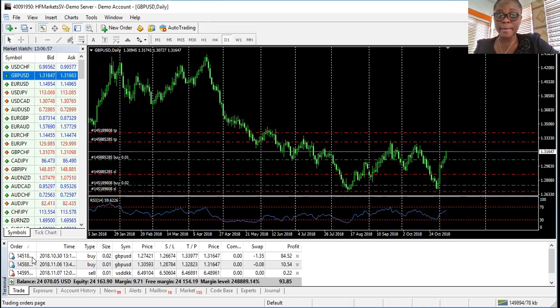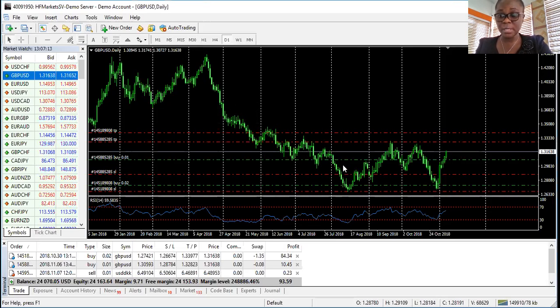So you could see that since last month I placed this particular trade, using a lot size of 0.02. At the moment I'm at $84.22 for this particular trade. So what are we seeing here?